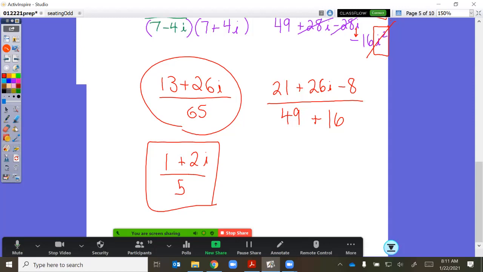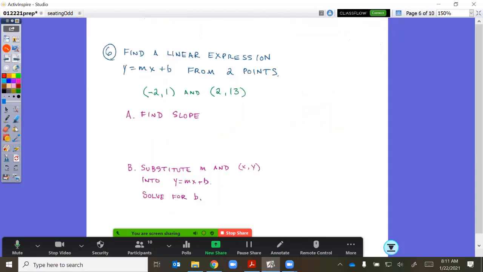All right, so let's see. Find a linear expression, y equals mx plus b. So blast from the past, quarter 1. Oh, good. Find the slope. Can you find the slope? It's change in y.